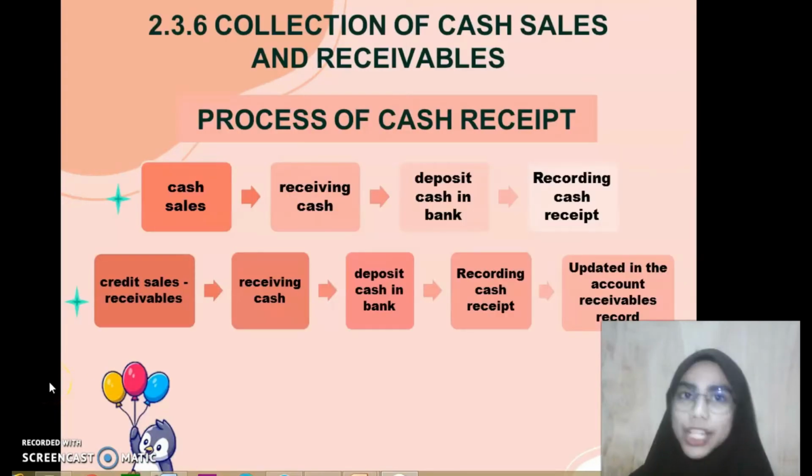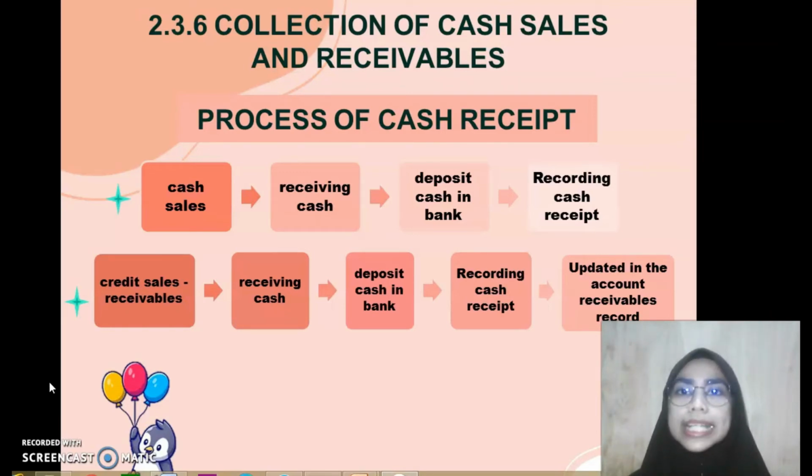Collection of cash sales and receivables. In my opinion, collection of cash sales and receivables can be understood as recording all the cash received from sales transactions, whether from cash sales or from credit sales. This is the process of cash receipt.